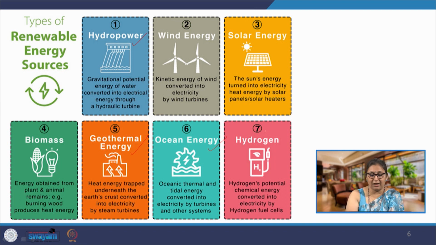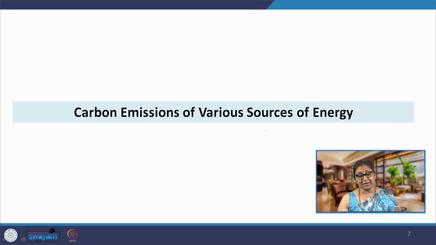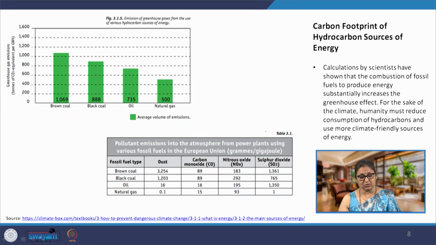So far we have the remaining 6 which are currently in commercial use. The 7th one, hydrogen, is not in commercial use, but a lot of research is going on. Now, if we compare the carbon emissions of these various sources of energy, here we are looking at the conventional sources of energy, the hydrocarbons, fossil fuels.